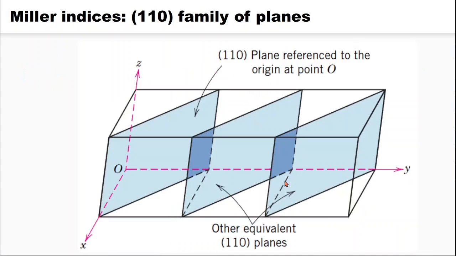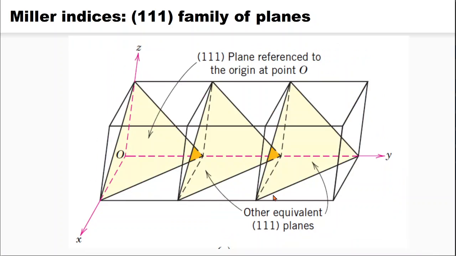Similarly, here is the 1,1,0 plane, in which again you see the first plane with respect to the origin which is defined in this picture, and the other planes are drawn using other lattice points as their origins. And finally, the 1,1,1 plane in a generic 3D lattice is also shown here.